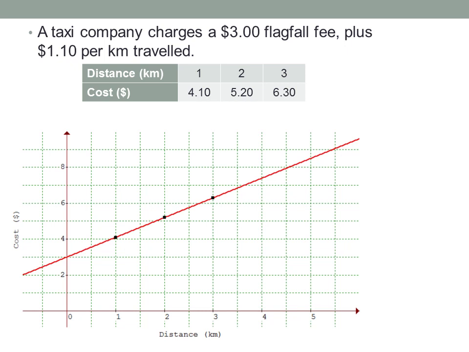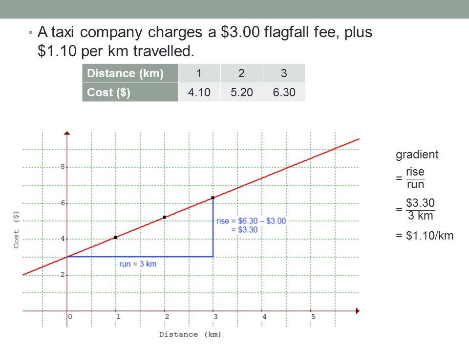Let's calculate the gradient. Choose 2 points. Any 2 points on the line will do, but this line doesn't cross grid lines in nice places. So let's choose 2 points I can read off the graph easily. This section rises from $3 to $6.30, a rise of $3.30. The run is 3 kilometres. So the gradient, rise over run, is $3.30 over 3 kilometres, which is $1.10 per kilometre. What does that value look like? Is it what you predicted?